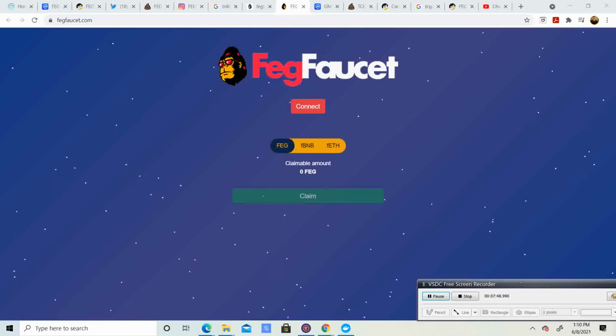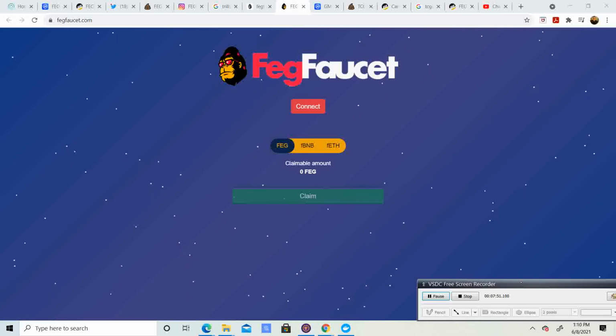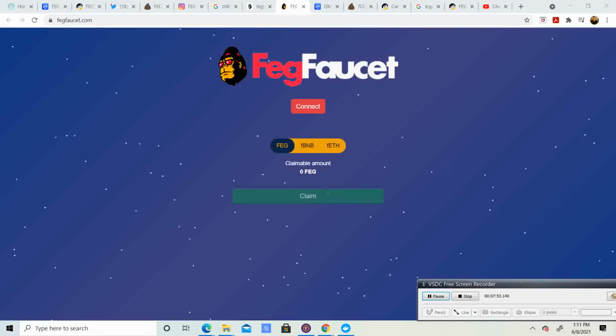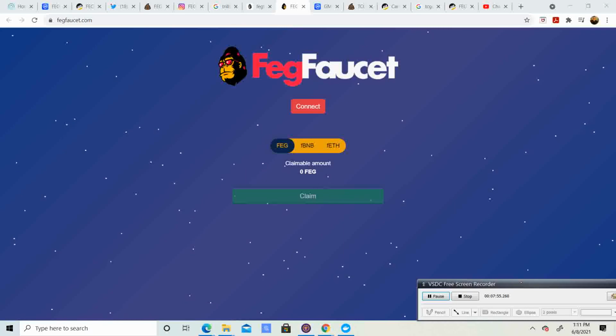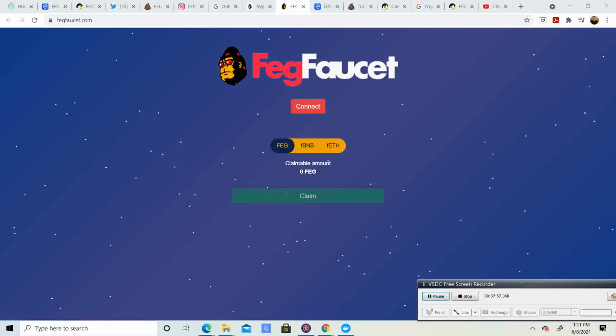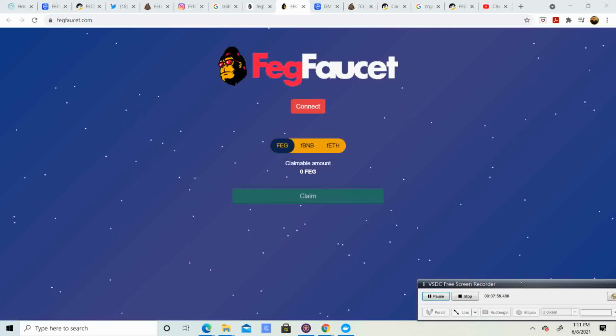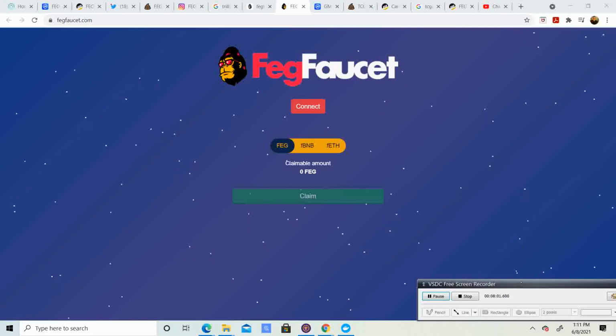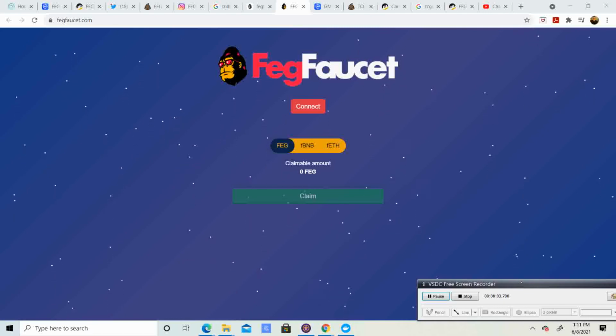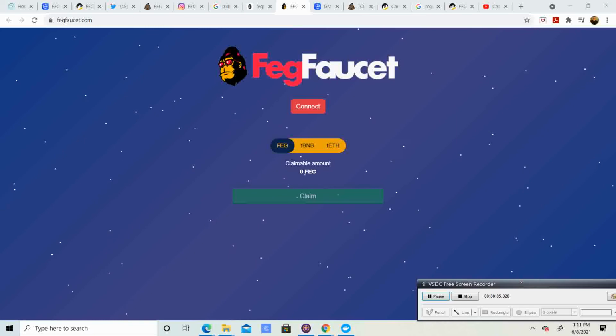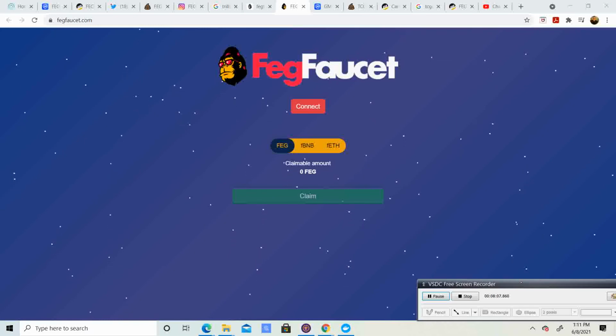I've actually never seen a token where you can wrap another token and there are multiple options, so that is pretty cool. That is a cool feature, and I think FEG will definitely catch on because of that feature. And so I definitely do believe that FEG will do good in the long run.